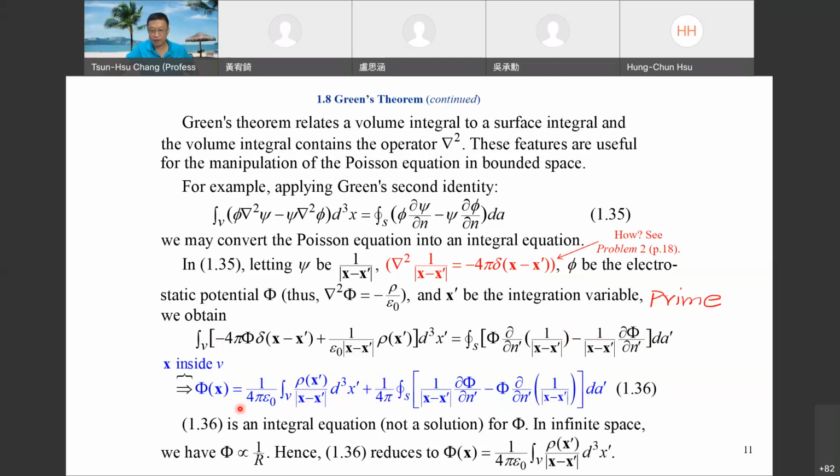So you can see here, the potential is related to the charge distribution, and also depends on the potential itself. So it's not a simple solution, but an integral equation, an integral equation for phi.